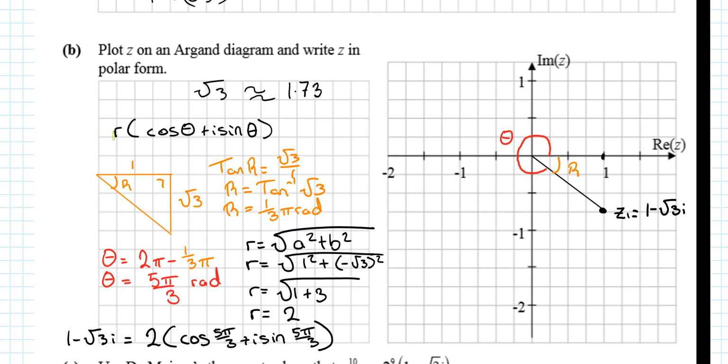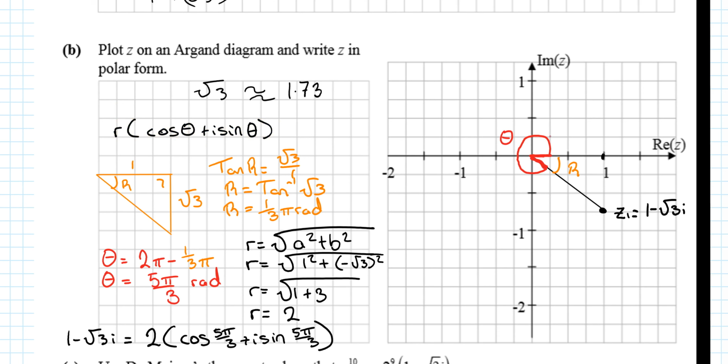I also know that I want to write it in polar form. So I need r, the modulus, and theta, the argument. And remember, theta, the argument, is the angle that the complex number makes with the positive sense of the real axis. So it's this angle here that it forms, that big angle outside here. But that big angle is quite difficult to find.